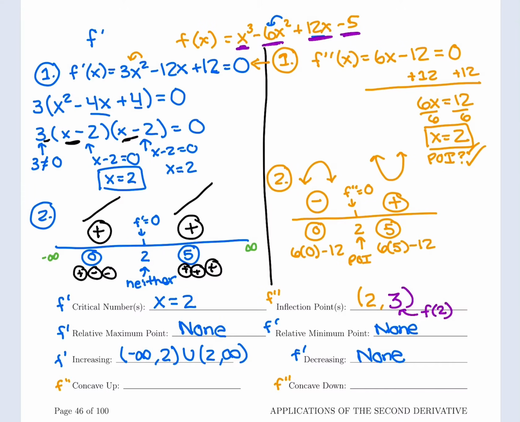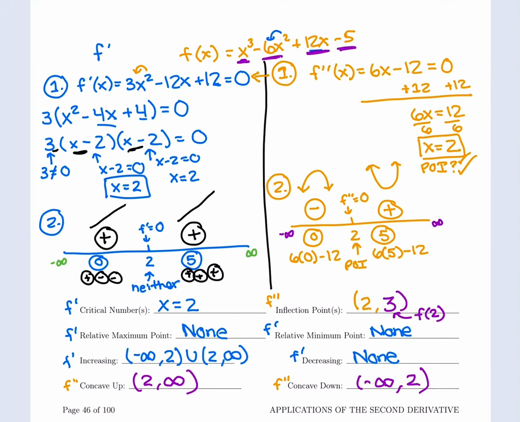Last piece, where am I concave up? So putting in my infinities here, I'm concave up after 2. So from 2 to infinity. And I'm concave down before 2. So I would say negative infinity to 2. There's our interpretation. This would be all you would need to finish a problem in this section. But next section is graphing.